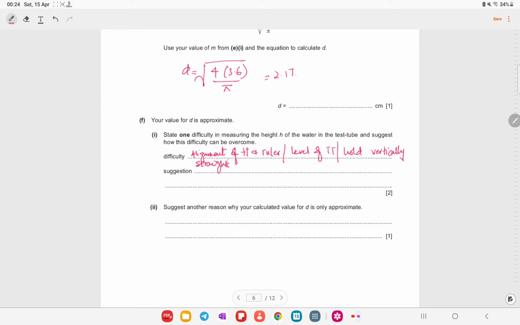And what will be the suggestion? You guys can write any one suggestion for the difficulty in this question, because this carries 1 mark for the difficulty and 1 mark for the suggestion. So for the suggestions, you guys can do this. Put it on a horizontal surface.